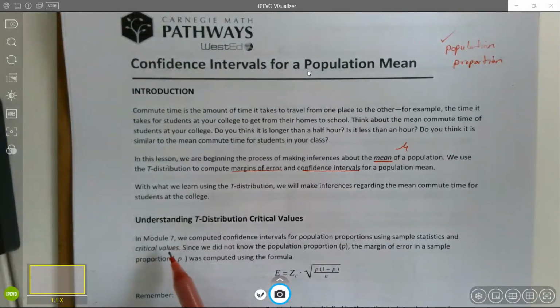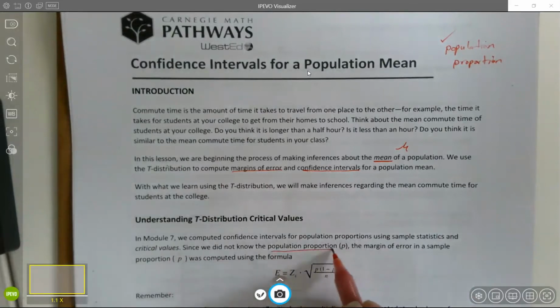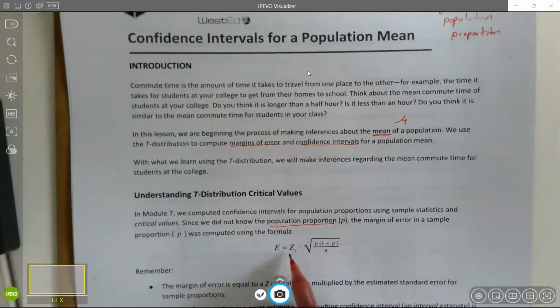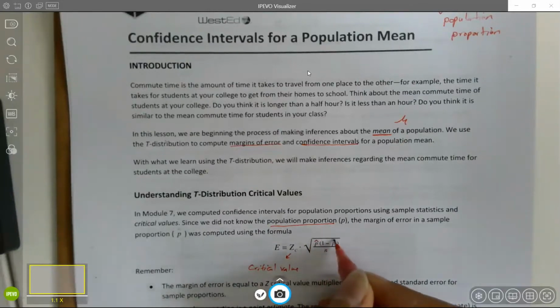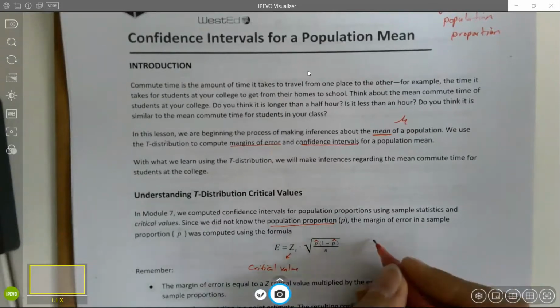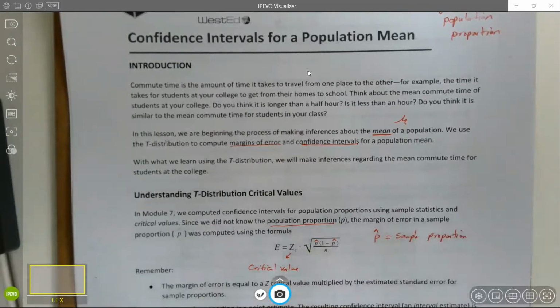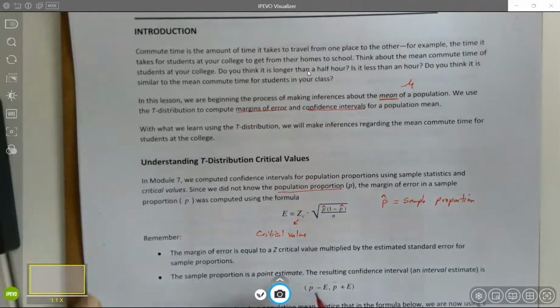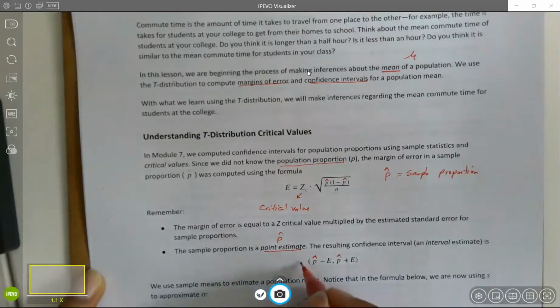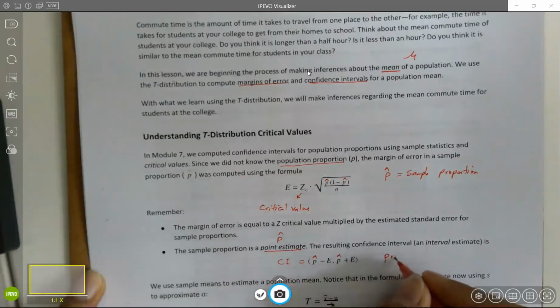In previous modules, we learned about the margin of error for a population proportion. It was E equals Z sub C, where Z sub C was our critical value, times the square root of p hat times 1 minus p hat divided by n. Remember that p hat was the sample proportion. The confidence interval that we had was p hat, the point estimate, minus the margin of error, comma, p hat plus the margin of error. This is our confidence interval when we have a proportion.